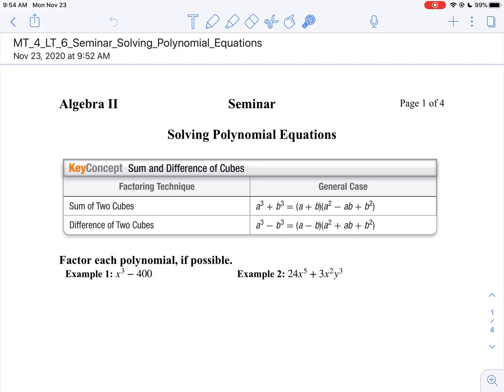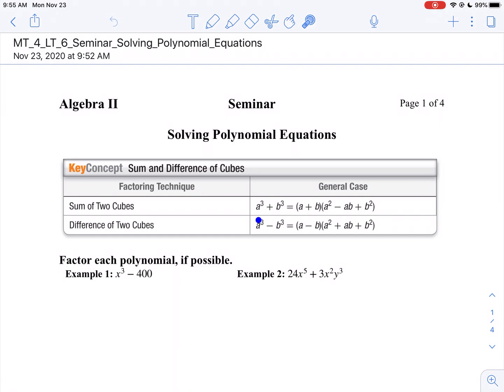Notice if we have a cubed plus b cubed, the first term is a perfect cube and the second term is a perfect cube. The factor is the cube root of the first plus the cube root of the second. And then you square the first term, minus the product of the cube roots of the first and second terms, and square the last term.